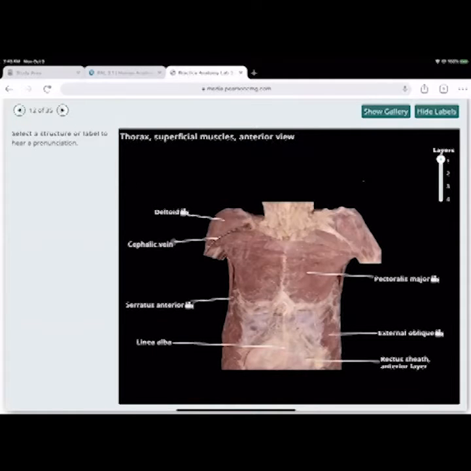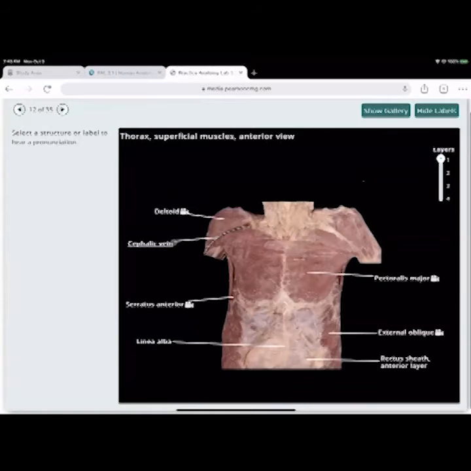All right, under the thorax. Look at the front section of the thorax. You see your deltoid muscle again. You see the cephalic vein running just under the deltoid muscle, the serratus anteriors along the side, and the linea alba right down the middle. You have the rectus sheath that covers over the rectus abdominis muscles. That's that white sheath there. You have your external obliques, and you have your pectoralis major muscle.